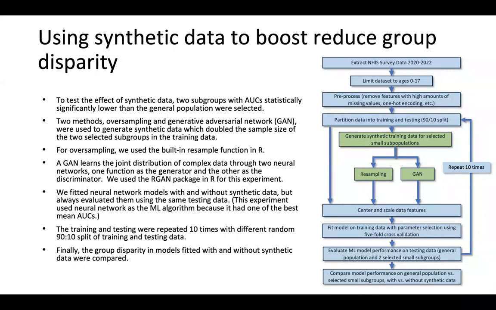This experiment, repeated 10 times with different random splits, evaluated neural network models both with and without synthetic data, as well as the other machine learning methods. Statistical comparisons were made to understand the impact of the synthetic data on reducing group disparity, and on the right you can see a revised flowchart that goes through our methods for this part.